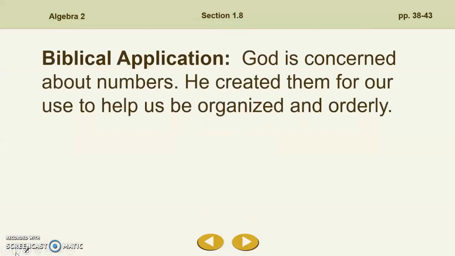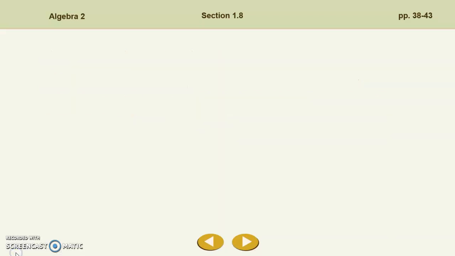Our biblical application for today is this. God is concerned about numbers. He created them for our use to help us be organized and orderly. Because He created them for us to use, we need to know how to use them. That's why He created them. So let's make sure we know how to use all of these numbers in a way that's applicable, organized, and orderly, the way God intended.